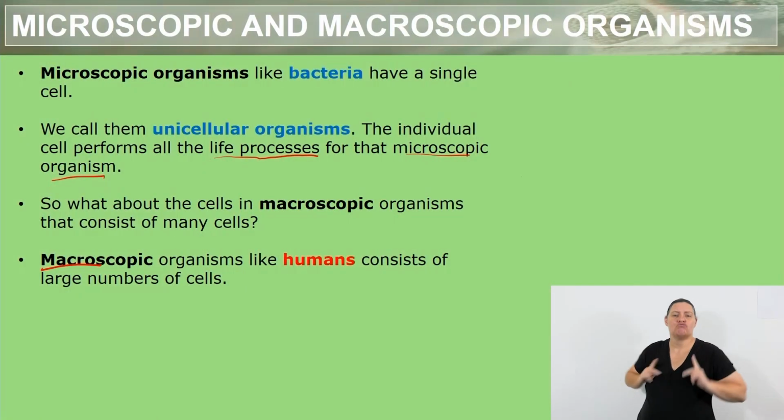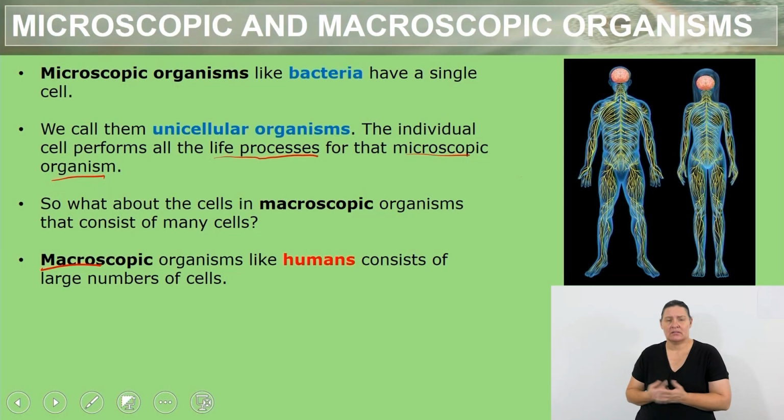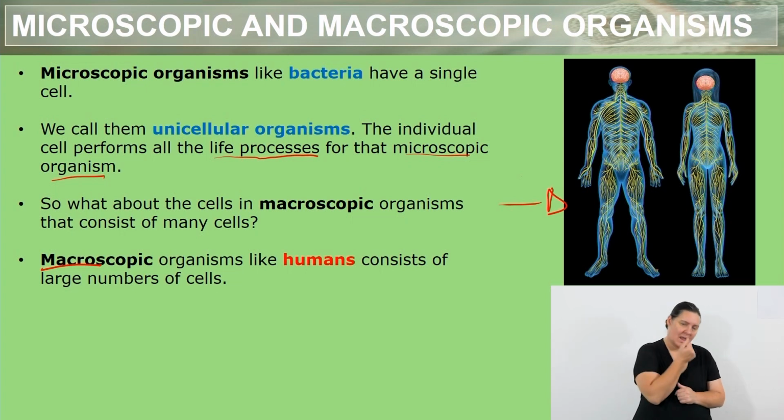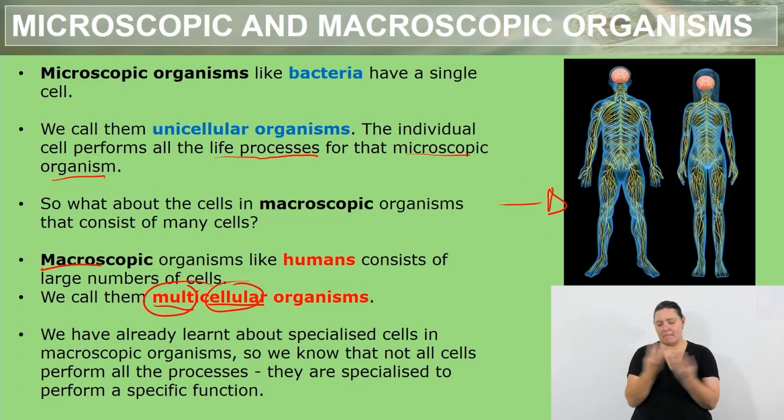But when we are speaking about macroorganisms, these are big. These are human beings, these are animals. Obviously, you can see them with your naked eyes. Like the picture over here, we have a male and a female over here. So we call them multicellular organisms because they are made up of multiple cells. So that is why we call them multicellular organisms.